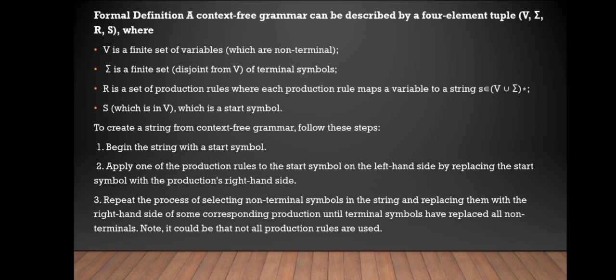Formal definition of context-free grammars. A context-free grammar can be described by a four-element tuple (V, Σ, R, S), where V is a finite set of variables, which are non-terminals; Σ is a finite set, disjoint from V, of terminal symbols; R is a set of production rules, where each production rule maps a variable to a string; and S, which is in V, is the start symbol.